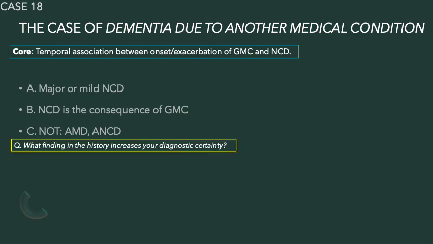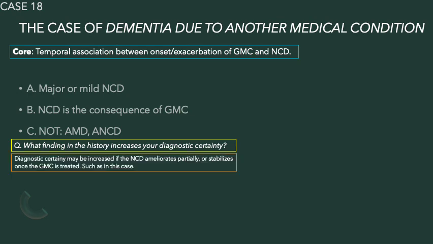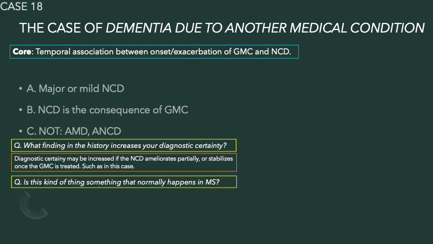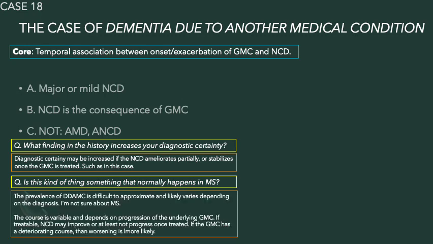In responding to what finding in the history increases your diagnostic certainty: diagnostic certainty may be increased if the neurocognitive disorder ameliorates partially or stabilizes once the general medical condition is treated, such as in the case described by our medical student. And in responding to, is this the kind of thing that normally happens in MS?